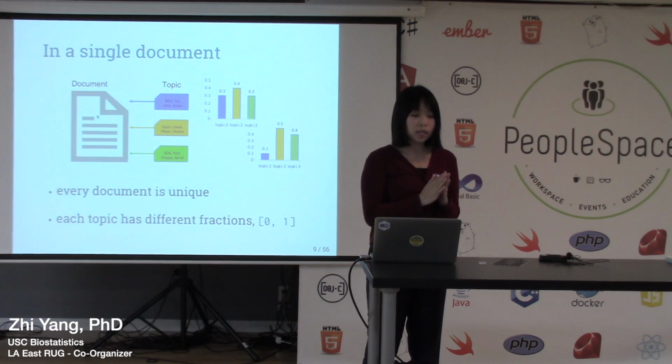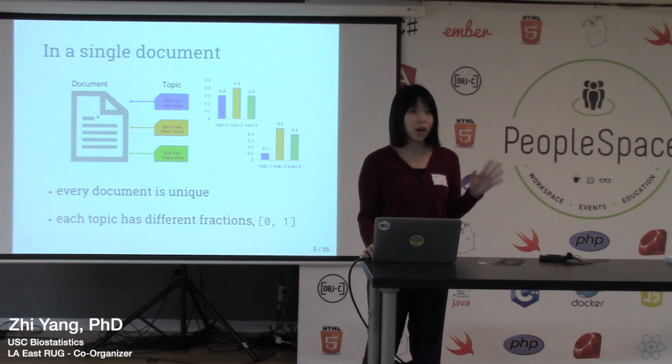And then, of course, we think a single document is unique. Even though these documents can be from the same field, depending on the author and the people who wrote it, they wouldn't be exactly the same. Also, in terms of how to quantify the topics, each has a fraction attached to it. If we normalize it, it's something between 0 and 1. So in one single document, which we think is unique, every single topic is going to have a fraction attached to it.